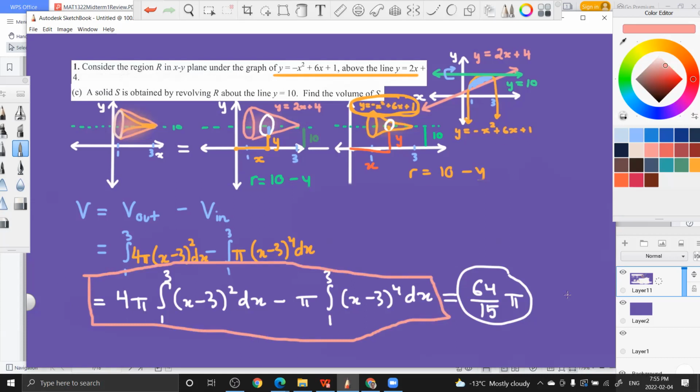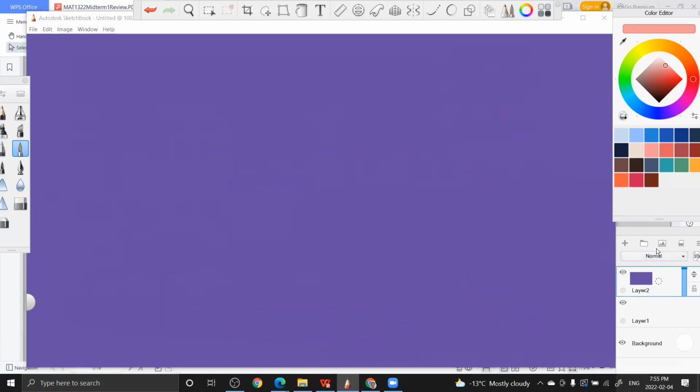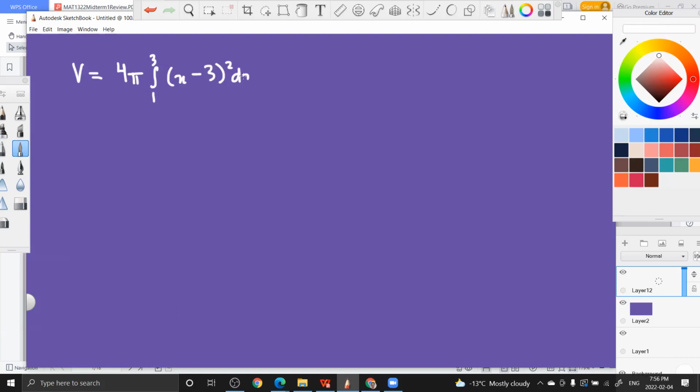And in order to do that, I would have to delete everything on here. So I'm going to delete this, okay? And I'm going to rewrite it. So the volume is equal to 4 times pi times the integral from 1 to 3 of x minus 3 squared dx, minus pi times the integral of x minus 3 to the power of 4 dx. So let's solve this one first. Actually, let's solve this one right here.